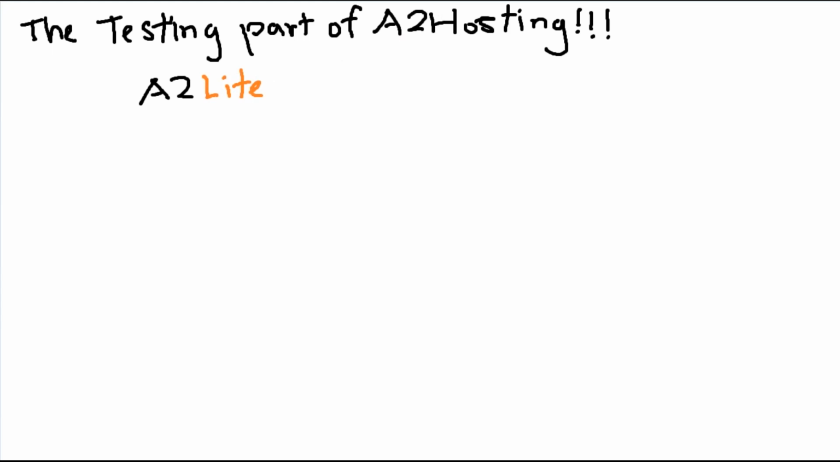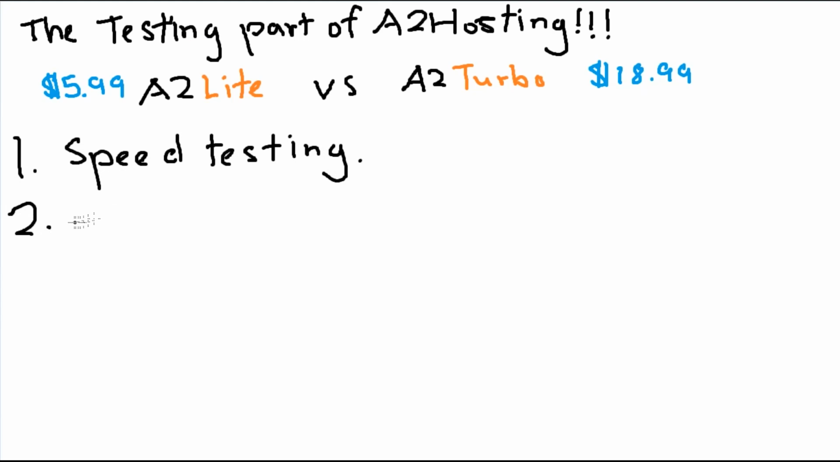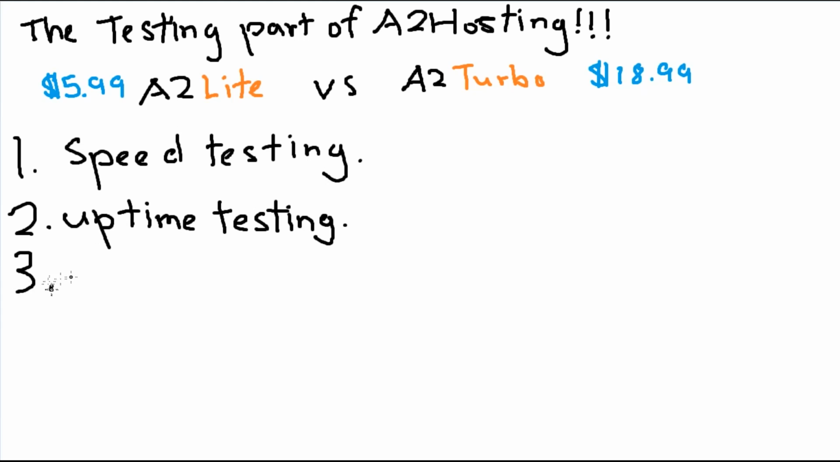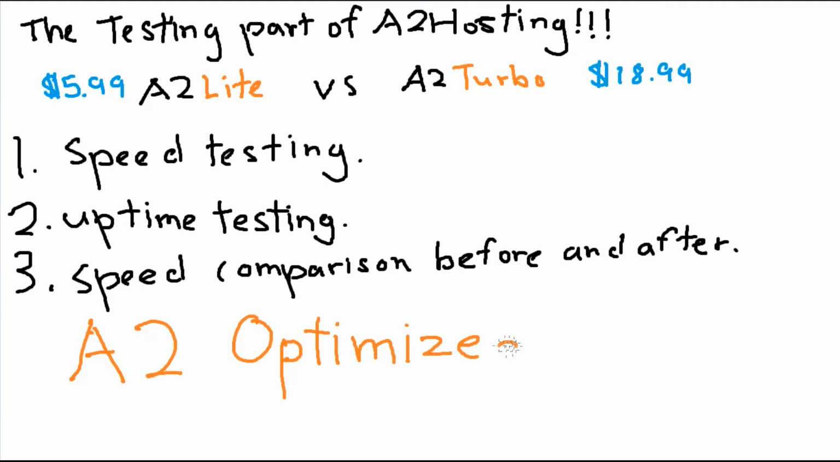Okay, the testing part now. The test will be split into three sectors. First is speed testing of both A2 Lite and A2 Turbo plans. Then the comparison of both. Second is uptime testing of both A2 Lite and A2 Turbo plans. Then the comparison of both. Third is speed comparison before and after A2 Optimized is enabled, a feature especially created for A2 Turbo. The result tells the truth. I will not make any biased statements, so let's start the show.